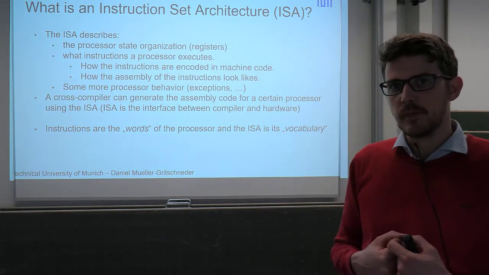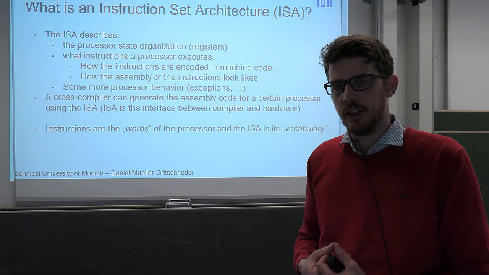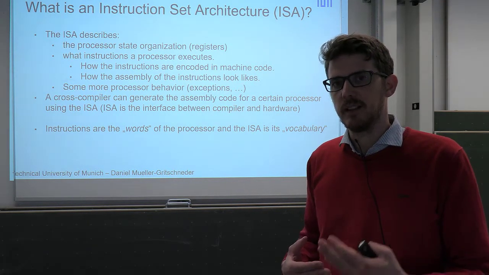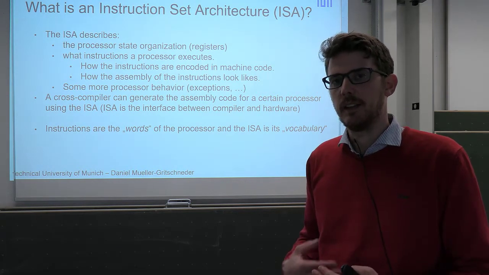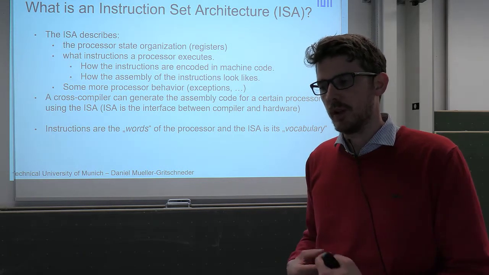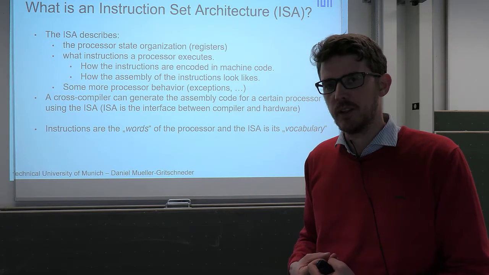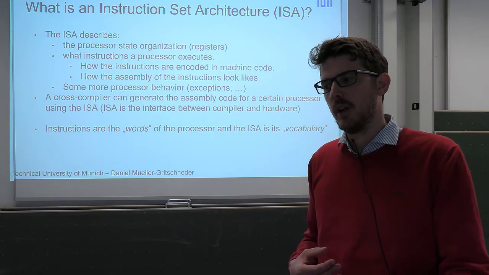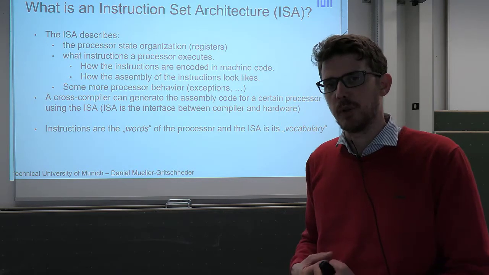And what's happening is, why would you define such an ISA? So the ISA basically is the interface between your compiler and your hardware. If you run some program in C and you want to execute it on a specific processor, the compiler has to know what the instruction looks like and then generates the instructions for that processor.